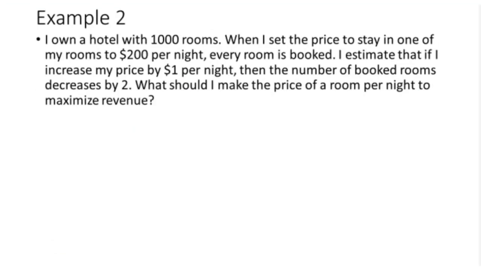Suppose I own a hotel with 100 rooms. When I set the price to stay in one of the rooms to $200 per night, every room is booked. I estimate that if I increase the price by $1 per night, then the number of booked rooms decreases by 2. What should I make the price of a room per night to maximize revenue?